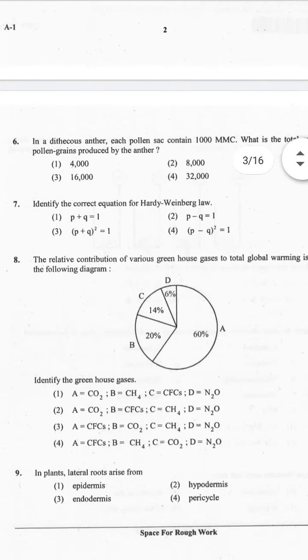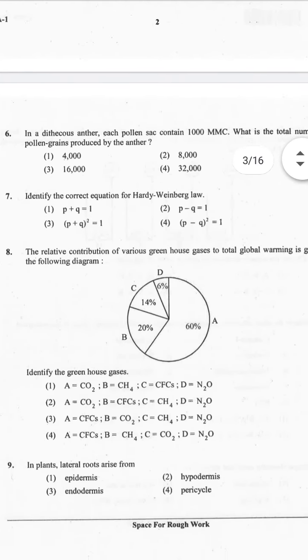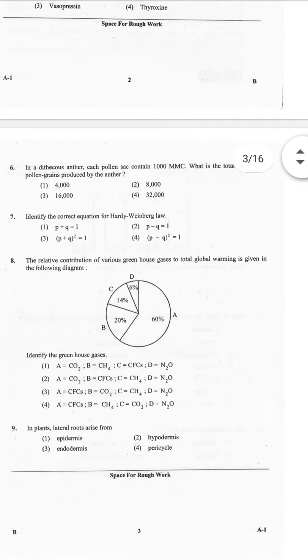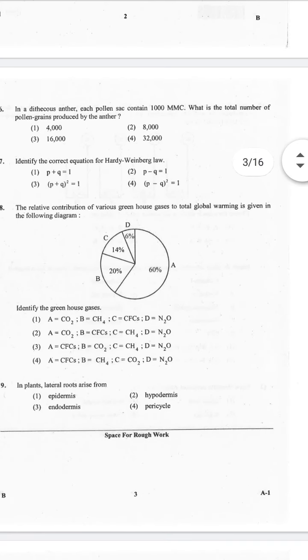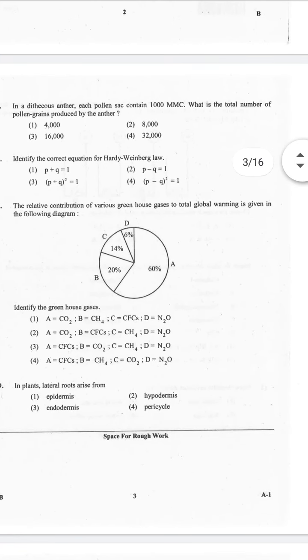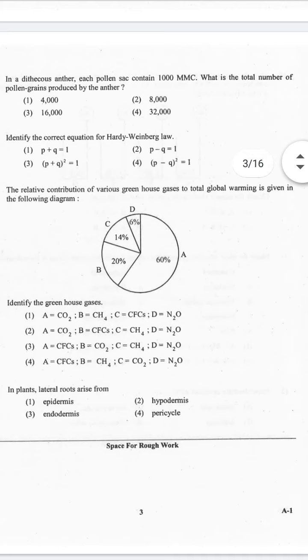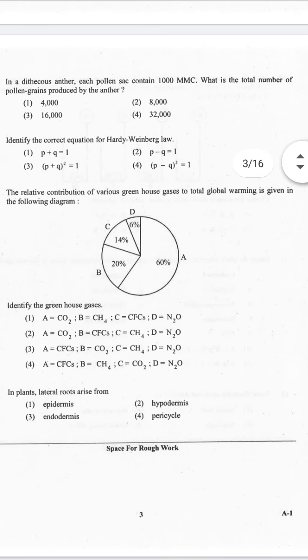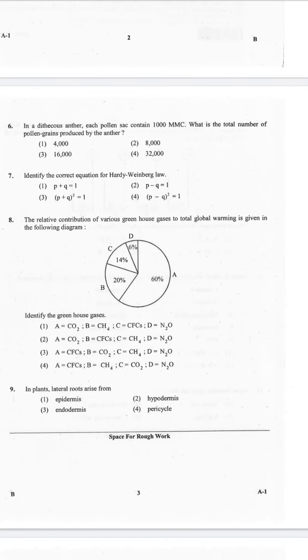In a dithecous anther, each pollen sac contains 1000 microspore mother cells. What is the total number of pollen grains produced by the anther? Option 1, 4000; option 2, 8000; option 3, 16,000; and option 4, 32,000. So the correct answer for this sixth question is option 3.